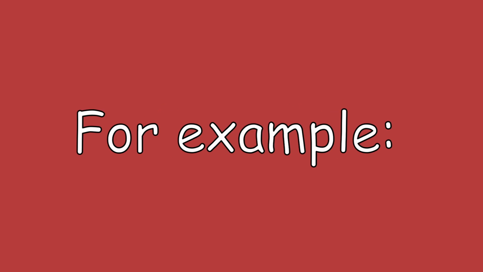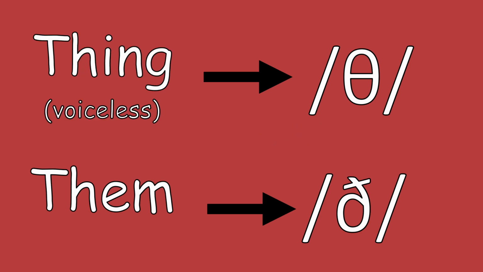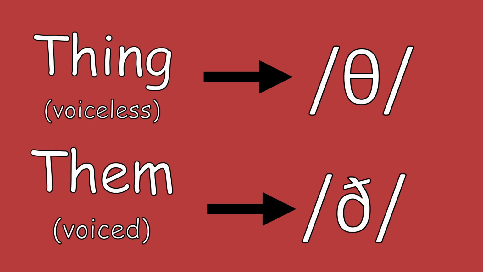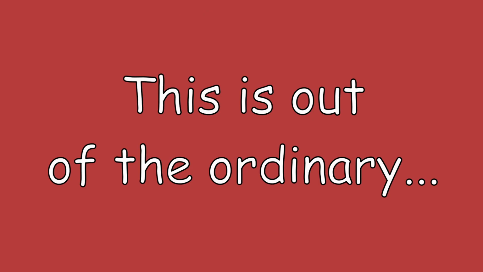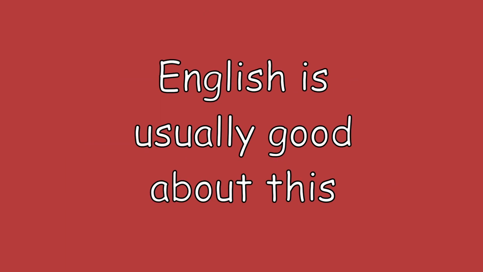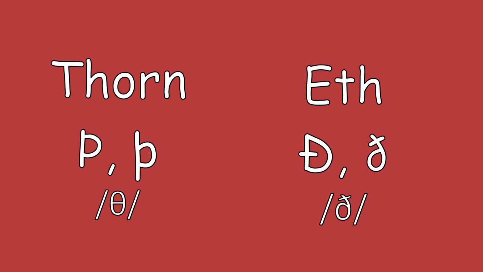For example, the dental fricative in the word thing compared to in the word them is that in the word thing, the dental fricative is voiceless and in them it is voiced. It's a subtle difference that only shows up in speech, which is weird because English usually does a good job at differentiating voiced and voiceless consonants in writing, such as in V and F, P and B, J and CH, etc. If only we had thorn and eth back in English.